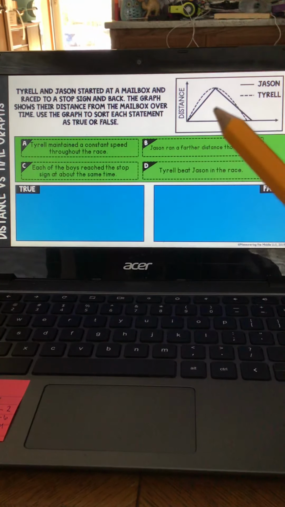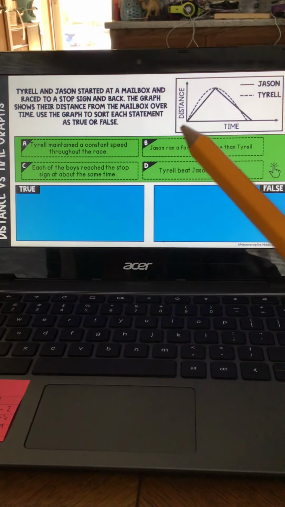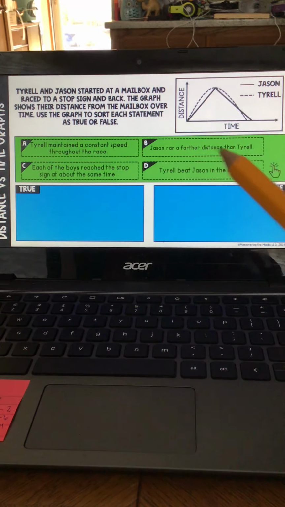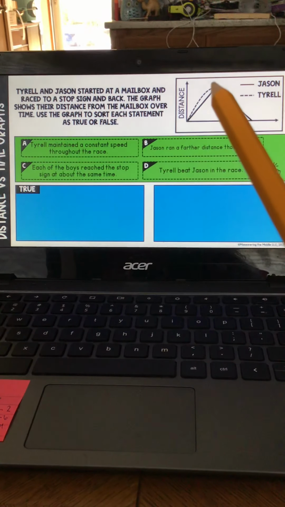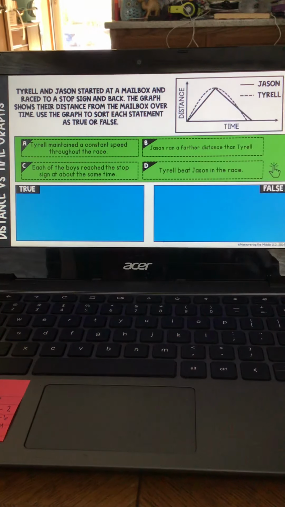Some things to pinpoint: Jason is going at a constant rate because he is a linear function. Tyrell is increasing on either side of the situation because he's trying to beat him. Now the stop sign would be the middle. So what's happening? It looks like they probably got to the stop sign at the same time. But they started at the same time and did not stop at the same time. So you have to decide who got back the quickest.